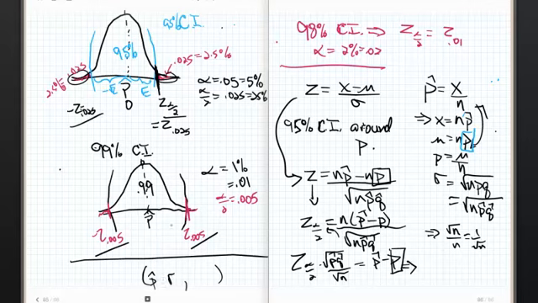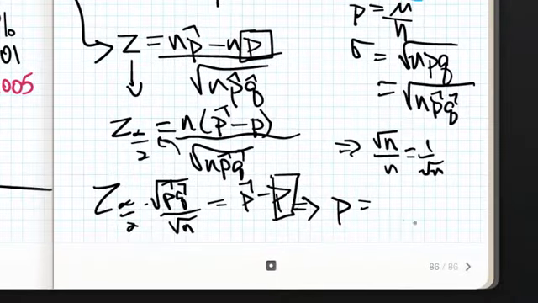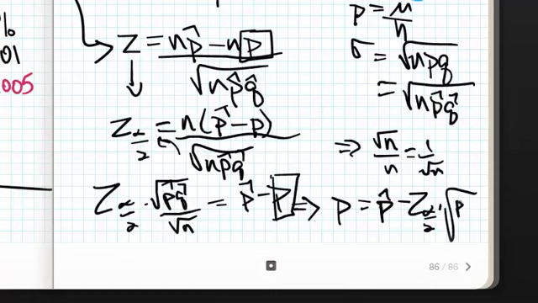P hat minus the error, and P hat plus the error, right? Well, watch what happens. Doesn't this turn into P equals P hat minus Z alpha over 2 times root P hat Q hat over N? Now, let me rewrite that over here. So it said that P, give you guys a little more space, is equal to P hat, right?